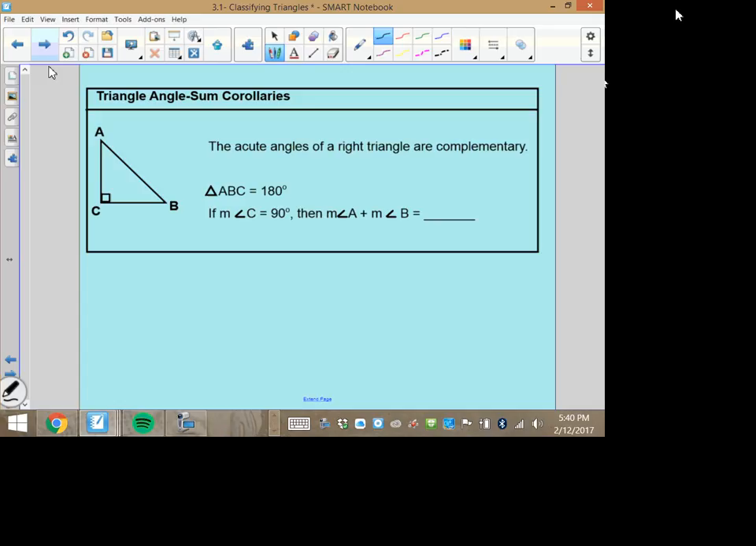The corollary that goes with the triangle angle sum theorem is that the acute angles of a right triangle are complementary. So that means that what do they add up to? Angles A and B have to add up to 90 degrees if they're complementary. And so if the measure of angle C is 90 degrees, the measure of A and B equals 90 degrees is what that means, since they all add up to 180.